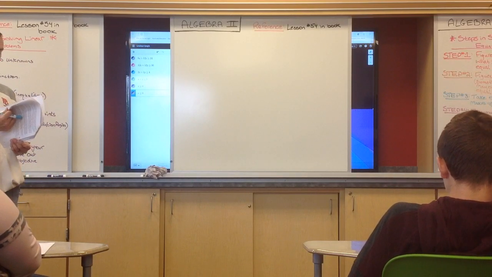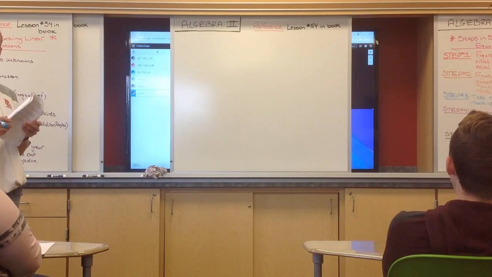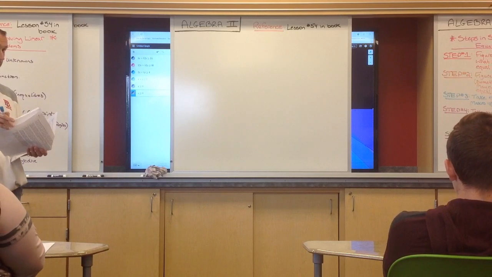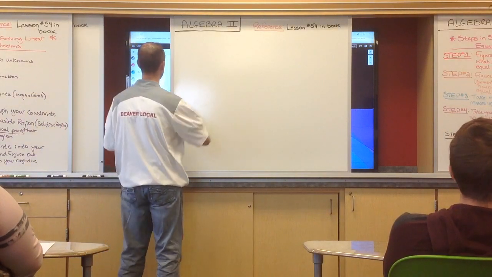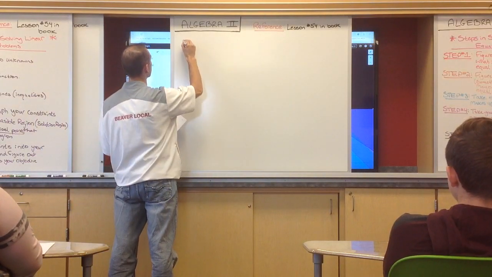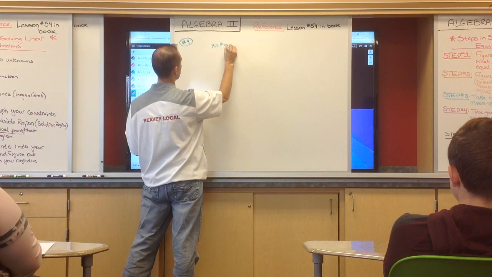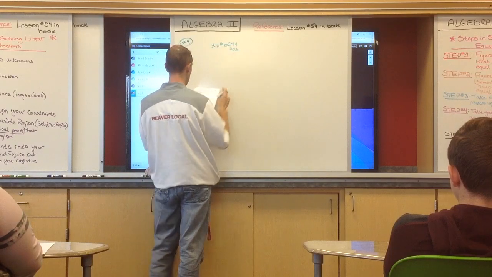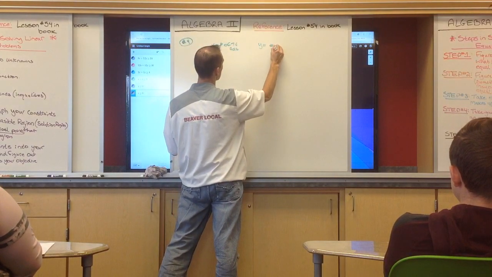So, number 9, how do we start this problem? Find your unknowns. Find your unknowns. Okay, what's X going to equal in number 9? Number of TV ads. Yes. X is going to equal number of TV ads. Okay. What's Y going to equal? Number of radio ads.